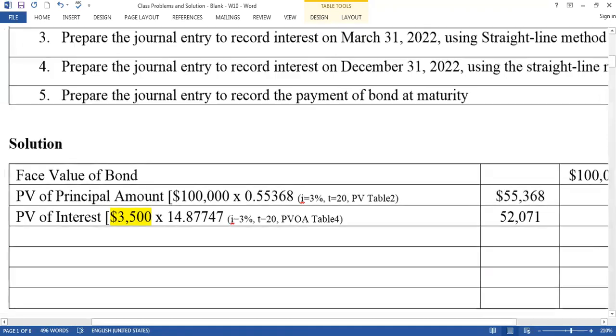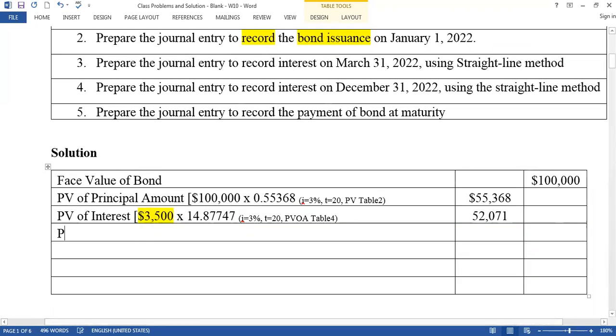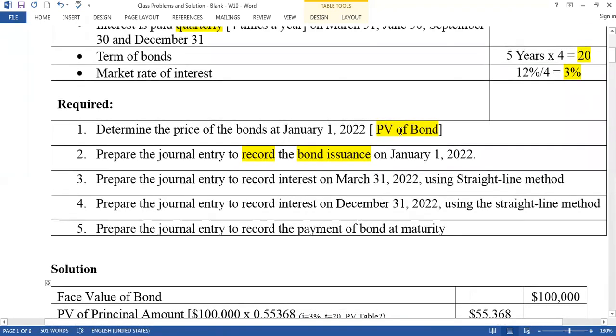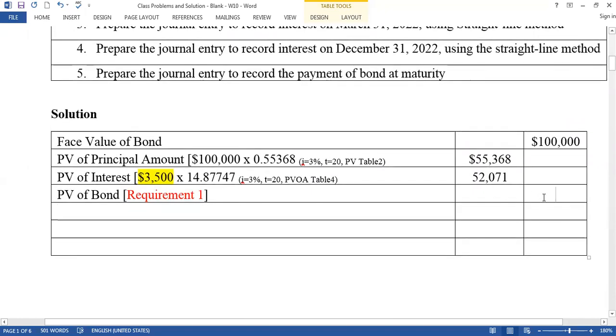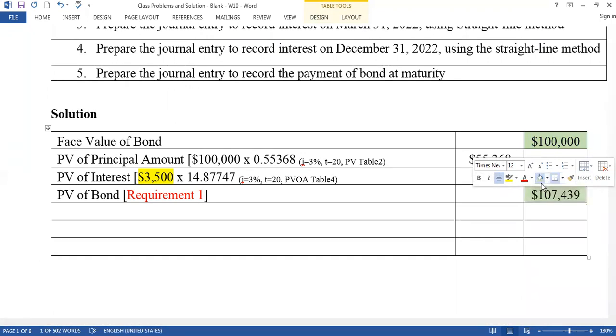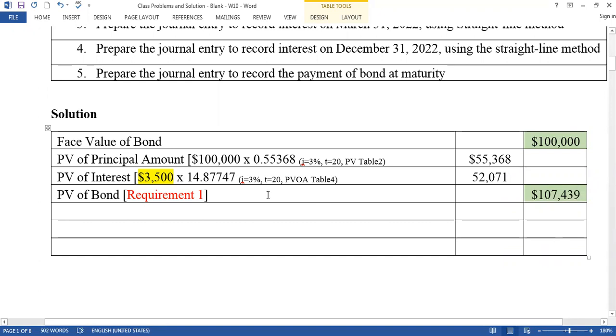So what is the present value now? The present value of the bond is our requirement 1. Requirement 1 says to calculate the present value of the bond. Determining the price of the bond means the present value of the bond. So the present value of the bond is $107,439. The face amount of the bond is $100,000, but the present value of the bond is $107,439. So there is a difference.